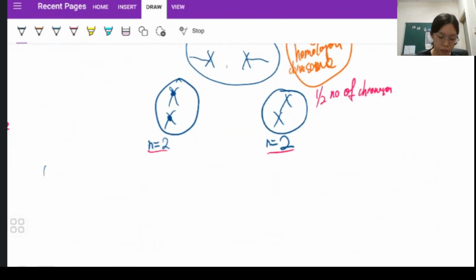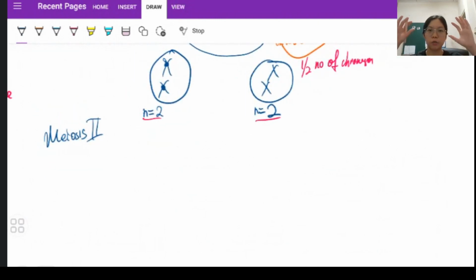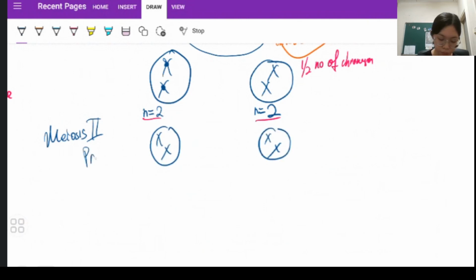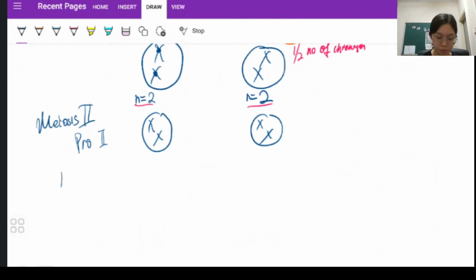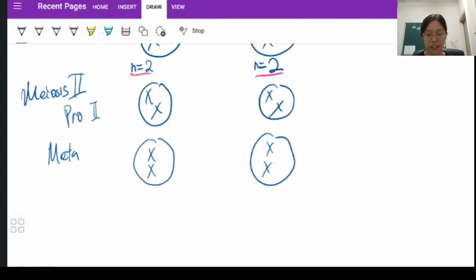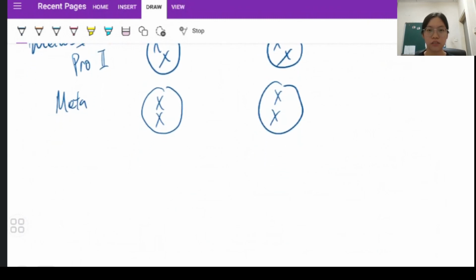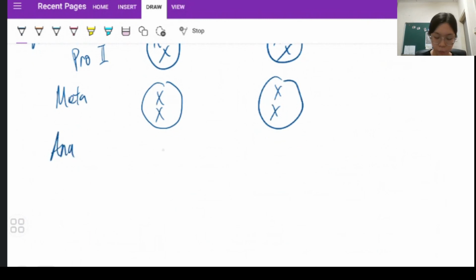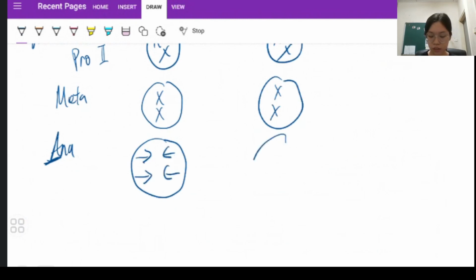Now let's continue to meiosis 2. During meiosis 2, both of the cells undergo it at the same time. So meiosis 2 is basically prophase 2, metaphase 2. Meiosis 2 is actually quite similar to mitosis because now they are not going to have homologous chromosomes this time. In meiosis 2, they just align singly. And at anaphase right here, they are going to move away from each other. So 1, 2, 1, 2.